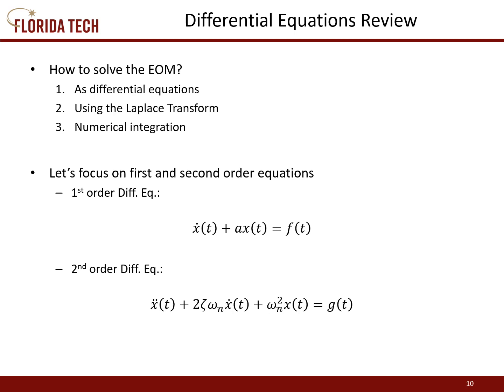So for differential equations, in terms of analytical solutions, let's focus on first order differential equations and second order differential equations. And there's two traditional forms shown. The first order is x dot plus ax equals f of t, and the second order differential equation is x double dot plus 2 zeta omega n x dot plus omega n squared x equals g of t.